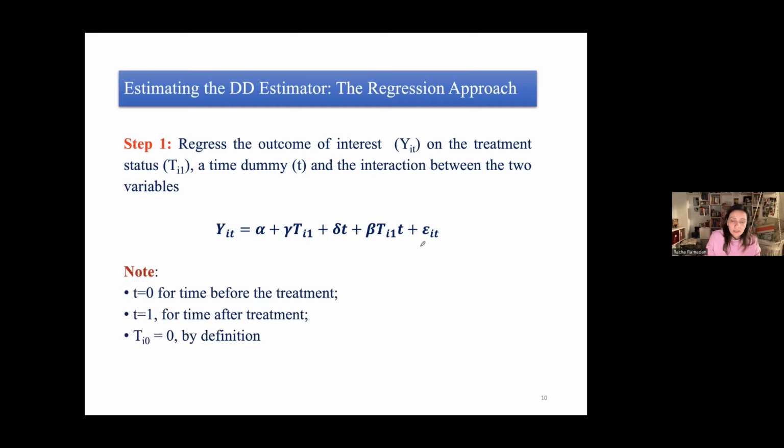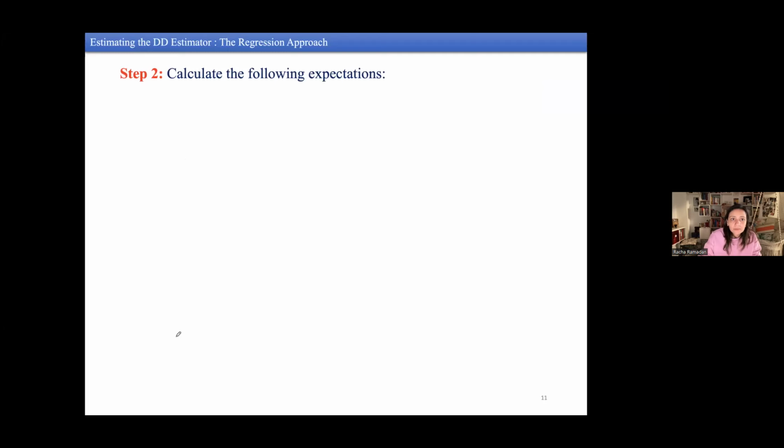So again, Y_it is my outcome of interest for individual i at period t, which in our example is income. When t equals 0, this is before the treatment. When t equals 1, this is the time after the treatment. And T_i0, the treatment status of all individuals at period 0, equals 0, because at period 0 there was no treatment at all for anyone. Let's now calculate several expectations.